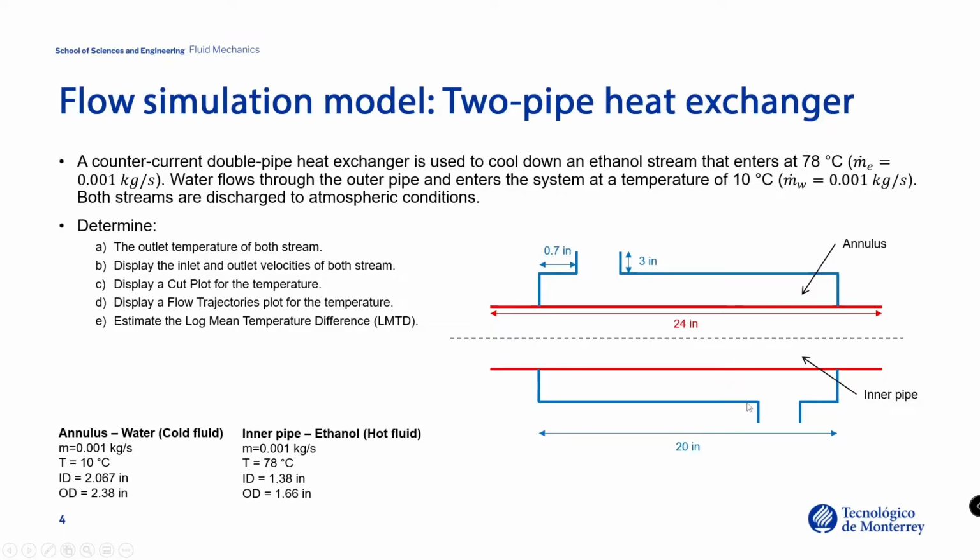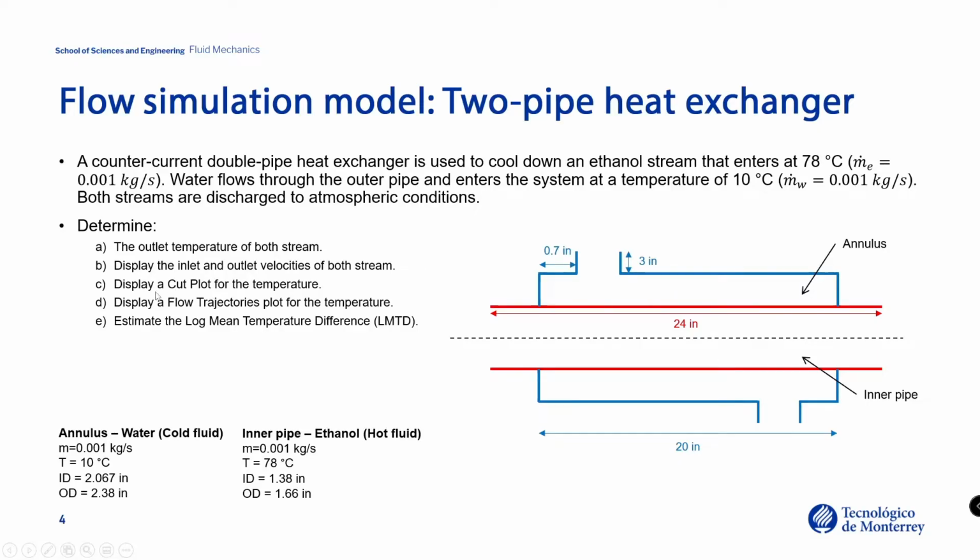The main problem is described in this slide. Basically, a countercurrent double pipe heat exchanger is used to cool down an ethanol stream that enters at 78 degrees Celsius. On the other side, water flows through the outer pipe and enters the system at a temperature of 10 degrees Celsius. What we want to determine here is the outlet temperature of both streams, and we also want to display the inlet and outlet velocities of both streams.